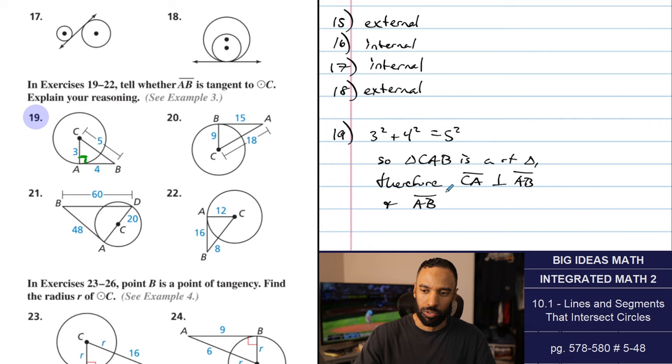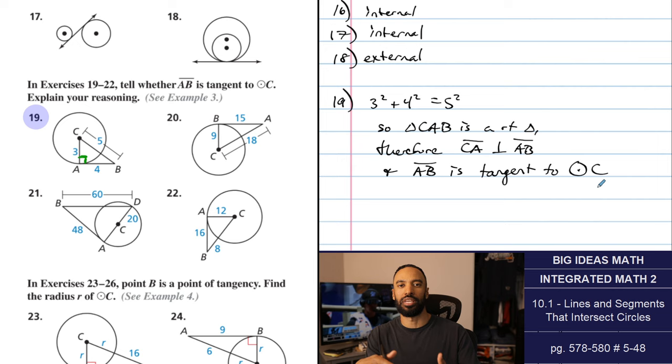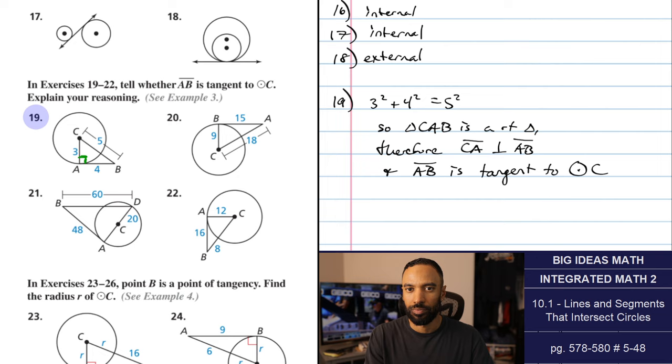I don't know if I want to write all that each time, but that's the basis of how we came up with that answer, the conclusion. It's this, therefore this, therefore this, therefore that. Basically, a right angle here would mean that's a tangent. And it's a right angle, so it's a right triangle. So yeah, all the stuff we said before.